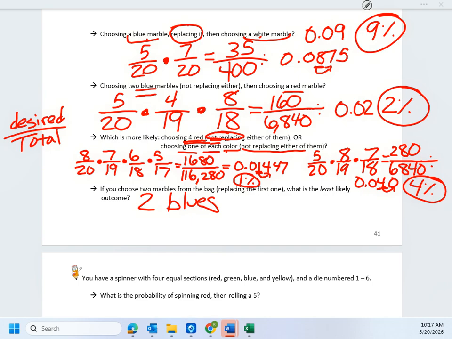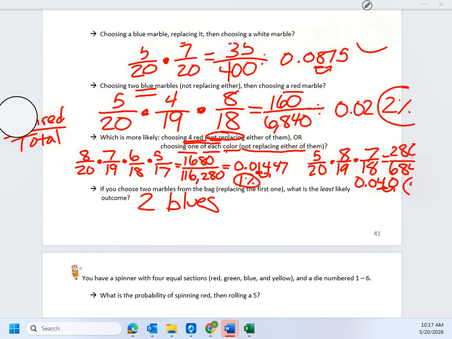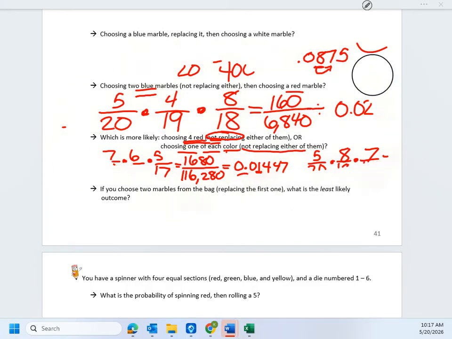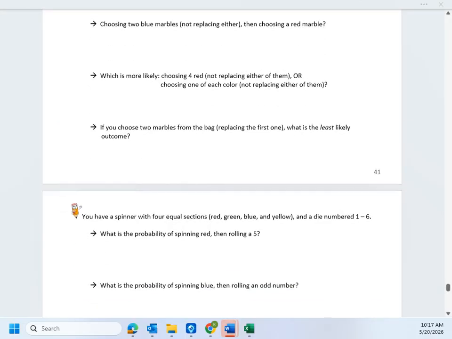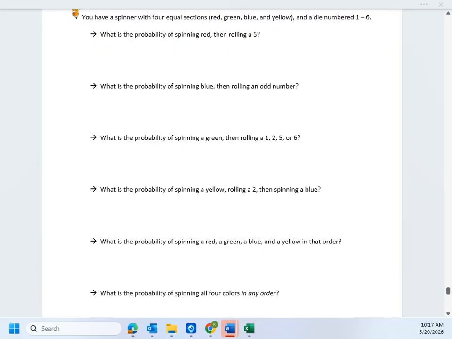So our second page is our work page. You have a spinner with 4 equal sections, red, blue, green, and yellow, and you have a dice that has 6 sides. Okay? The first thing you do is figure out what events you have happening. So we have spinning a red, and then rolling a 5.